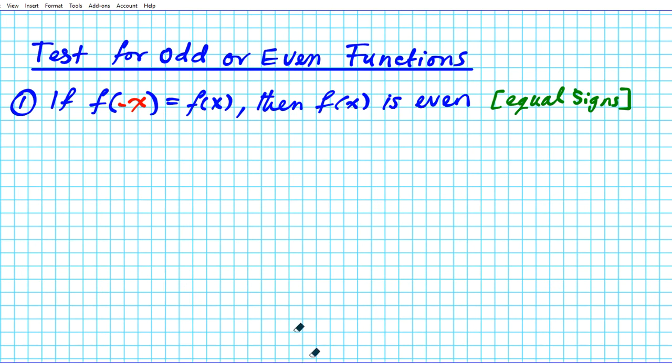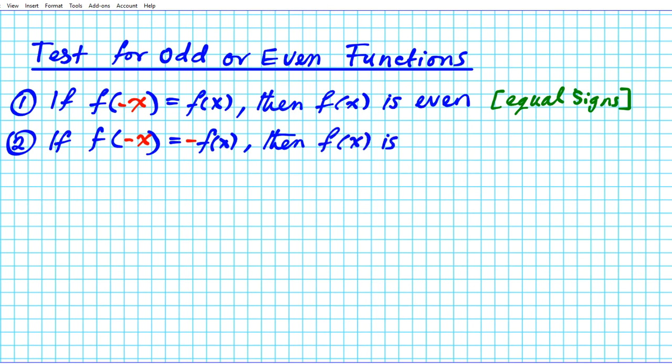Now, how about odd? If you take a function and you compose it with negative x, and the result is that you end up with the opposite of the original function, then what you have is a case where f of x is odd. When you think about odd, think about the word opposite. Okay? So for odd, we have opposite signs. And for even, we have equal signs.